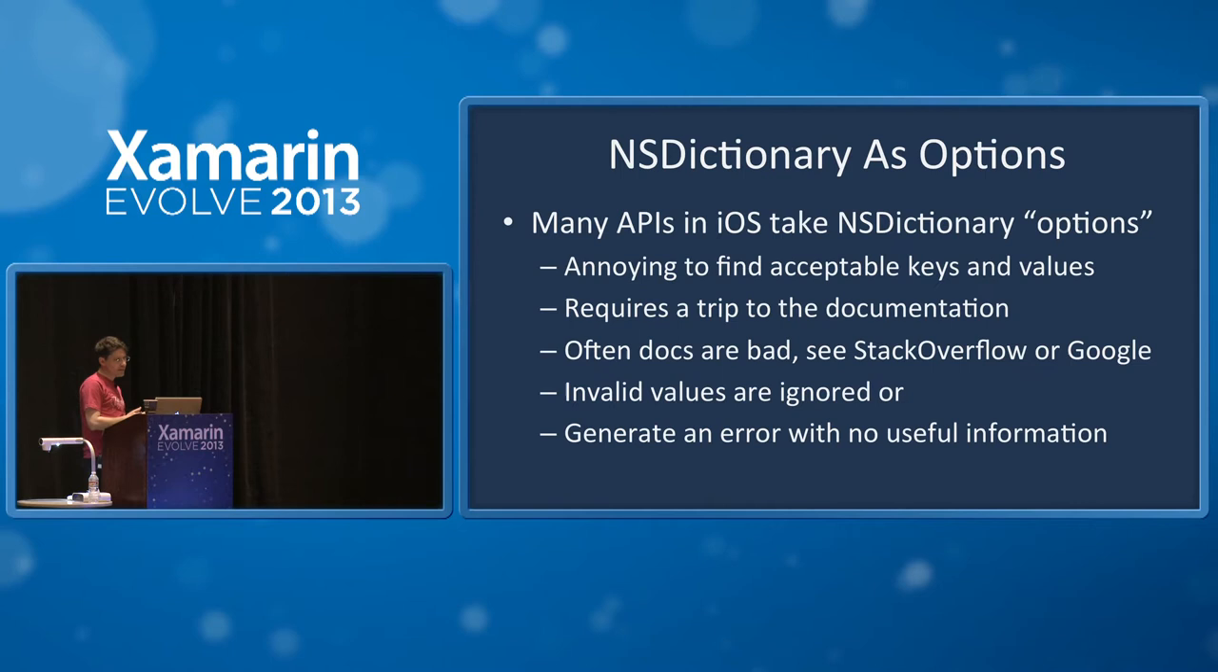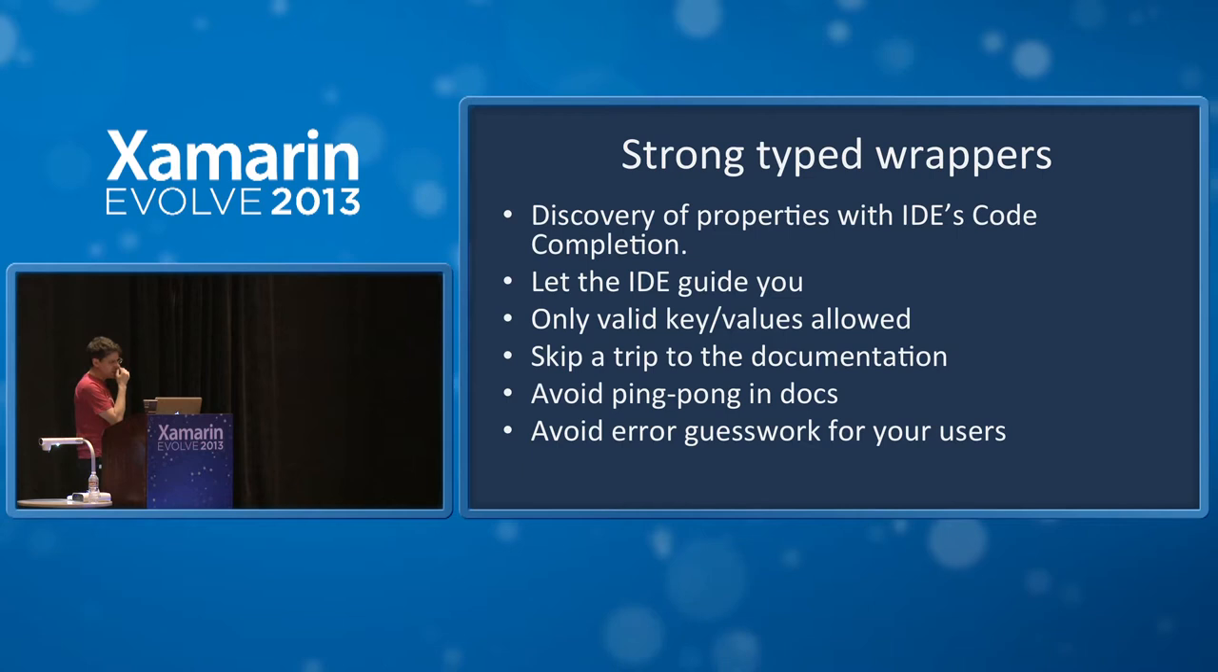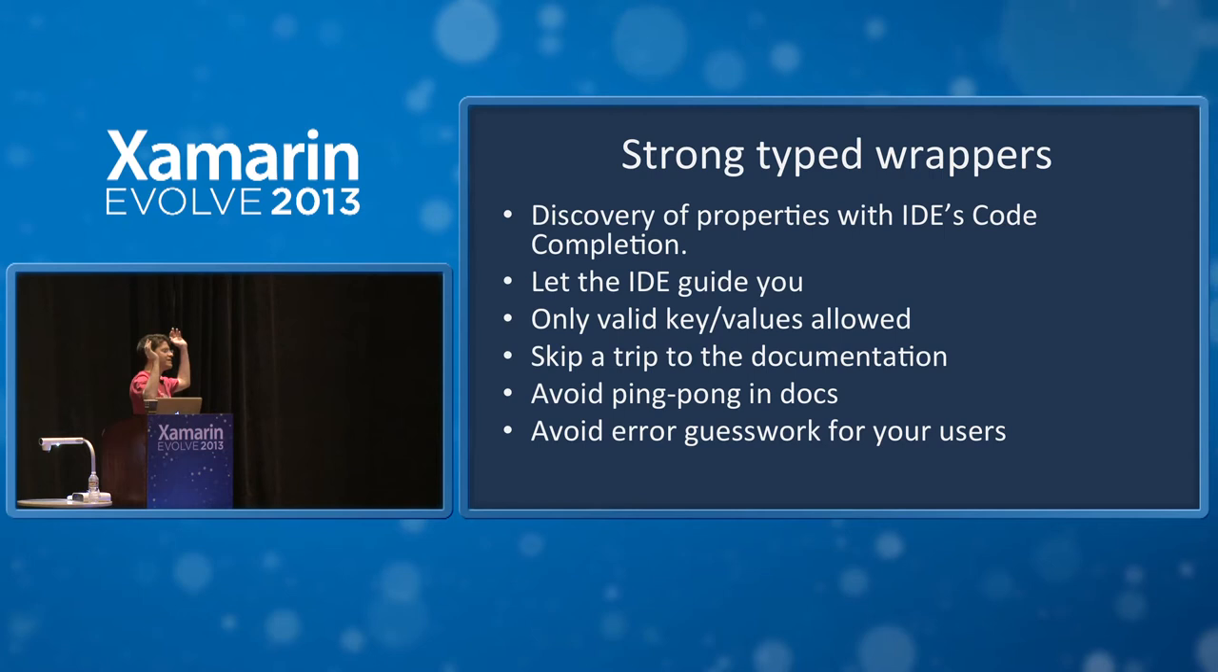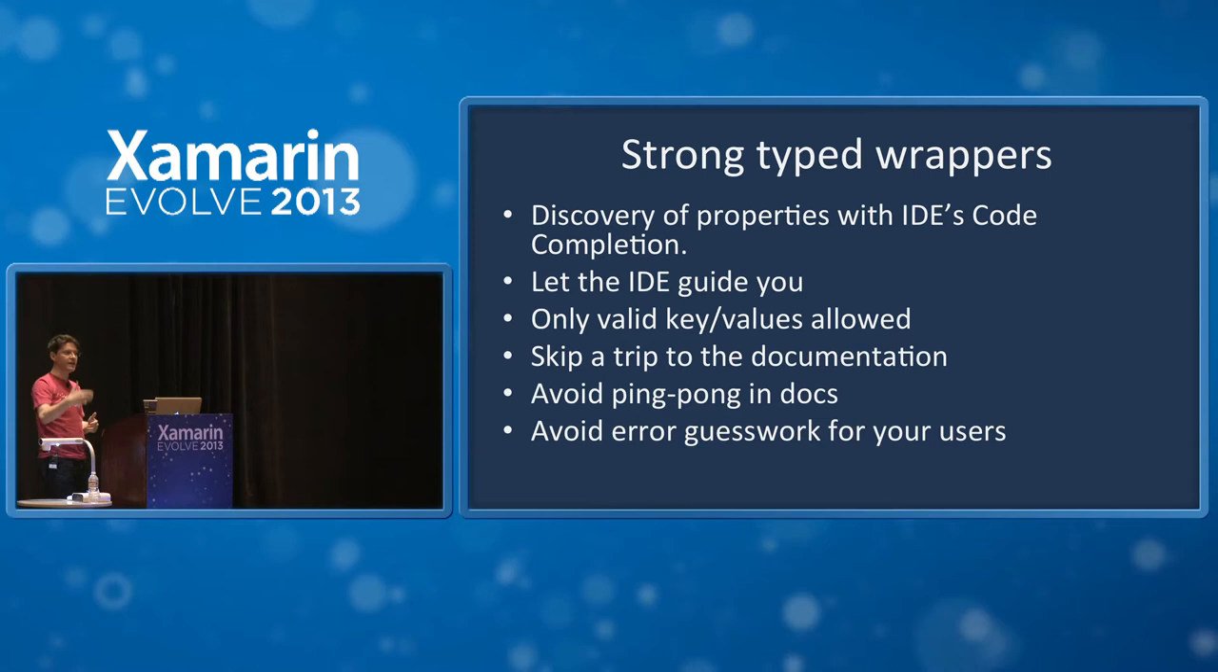Then let's look at NSDictionary and options. Like I said, it has a lot of problems because it introduces bugs and it requires a lot of trips to the documentation. So what we want to do is provide strong types for every time that iOS says, hey, just pass a dictionary with options. We're going to look at the documentation and see what it says. And there's going to be a section in the documentation or in the source code that's going to say, well, this dictionary takes these keys and these values.